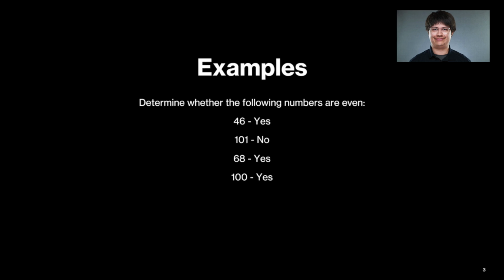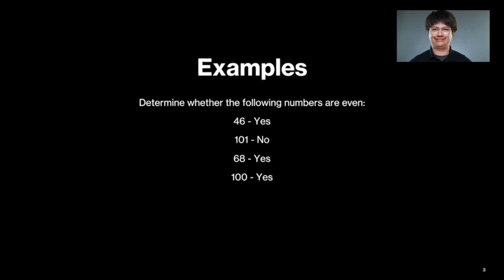So 46, is that an even number? Well, yes, because it ends with 6. Well, what about for 101? Well, no, because it doesn't end with 0, 2, 4, 6, or 8. So remember, it has to end with one of those 5 numbers for it to be considered even.